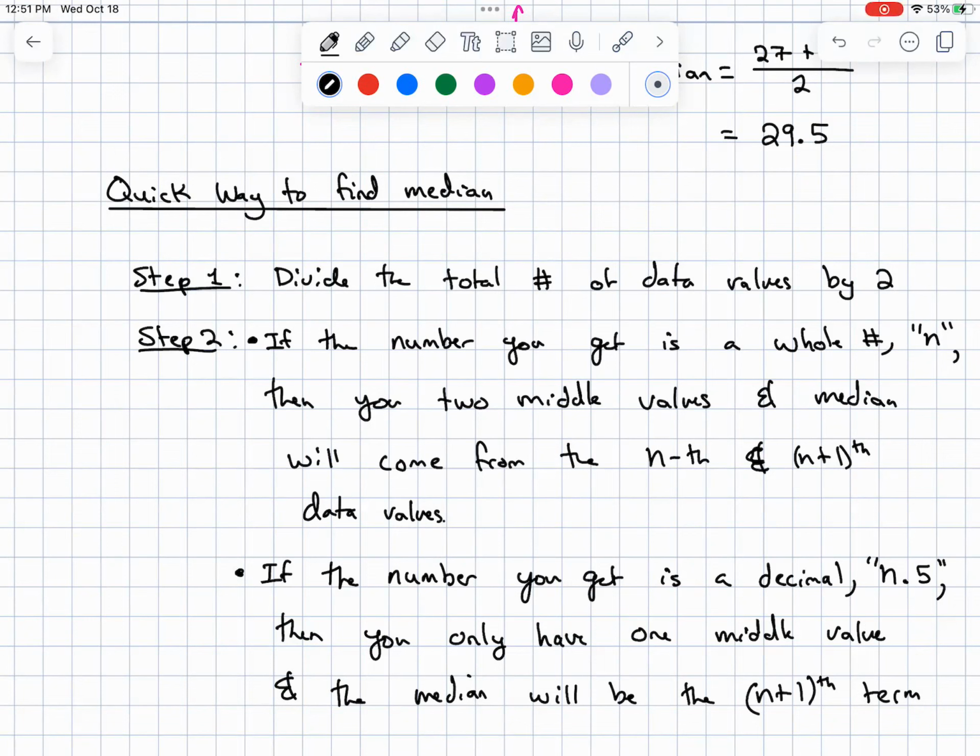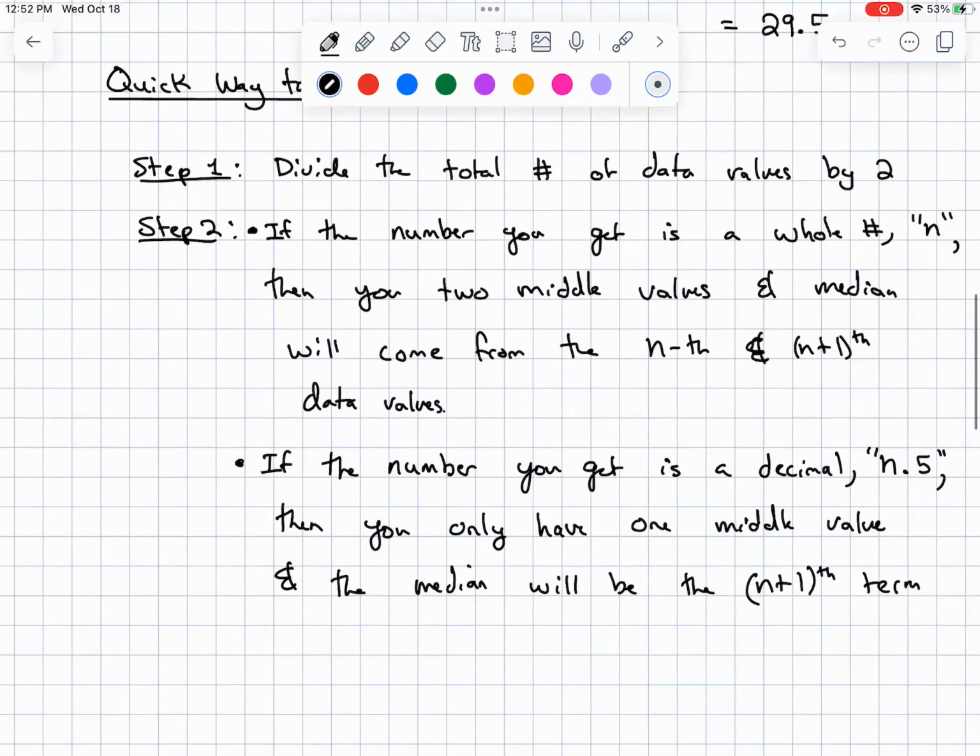So let's see this in action. Let's do two examples to really understand how we do this. I know that looks very strange. So if you divide and you get a decimal number, like 12.5 or 15.5, so if you get 12.5, then the 13th number is your middle number. You get 77.5, the 78th number will be your median. You get 105.5, the 106th entry will be your middle data value.